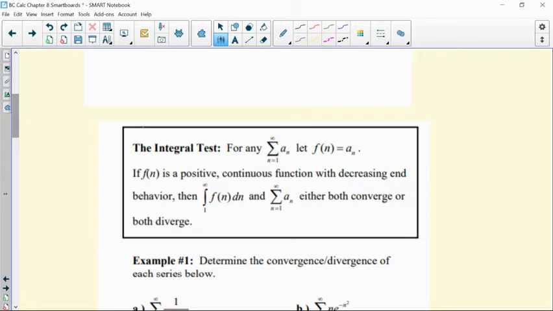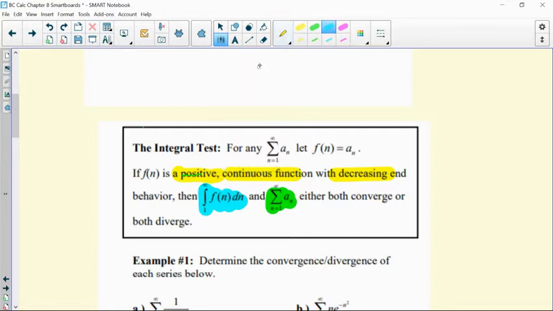And so for an integral test, if you have a series that has three conditions: your terms have to be positive. Oops, I didn't mean to cross that out. Sorry. Your terms have to be positive. You have to be looking at a continuous function, and the end behavior has to be decreasing. So if all three things are met, then the series that you're trying to analyze and the integral that represents it as a function, as an improper integral, but still as an integral, will behave the same. So they either both converge or both diverge.